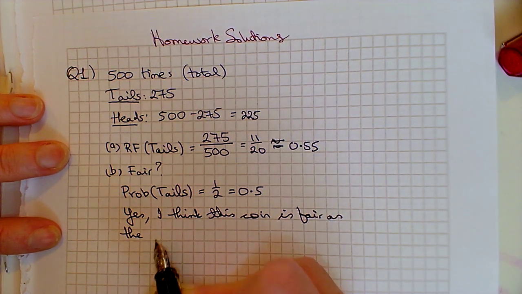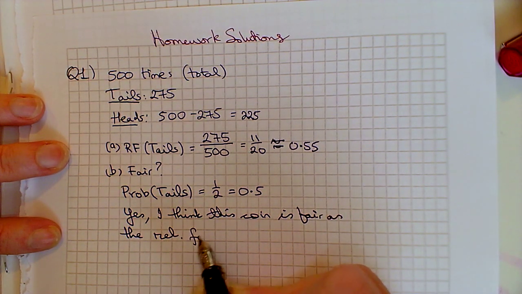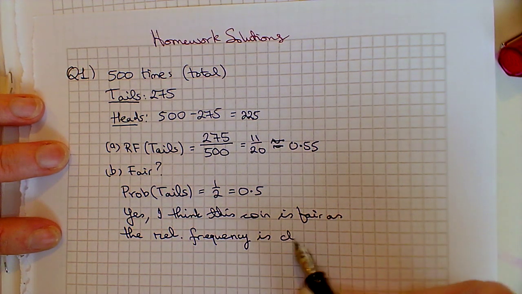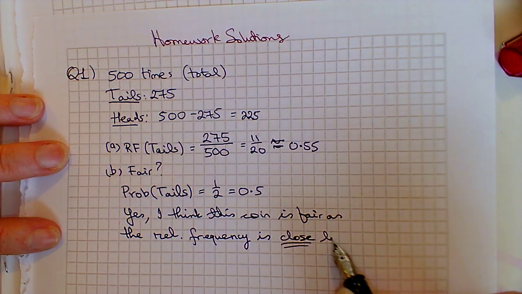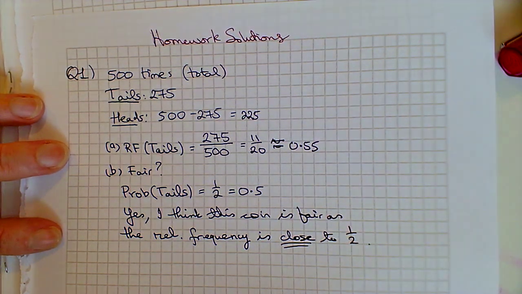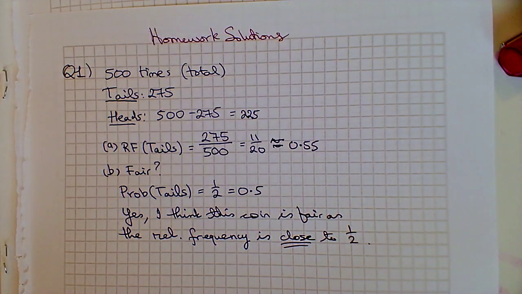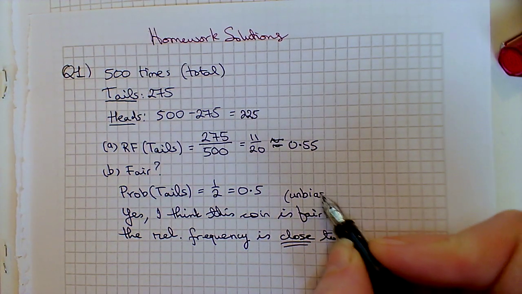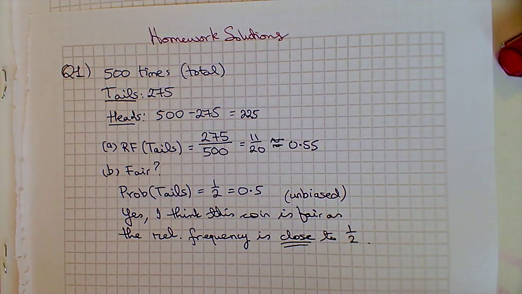As the relative frequency is close to 1/2, or 0.5. It's close to it. For the number of trials that we have, we would consider 0.55 to be close enough, and we would conclude that this coin is fair, not biased. So we think this coin is, as the question said, unbiased, but fair and unbiased mean the same thing, so you would get full marks for that.